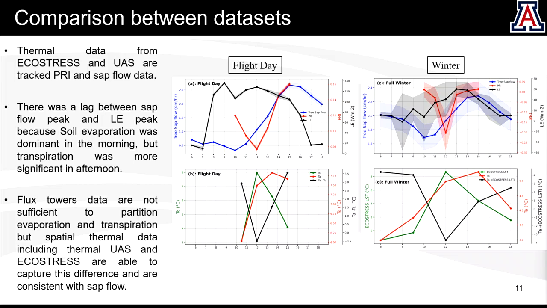It is likely because soil evaporation was dominant in the morning, but transpiration was more significant in the afternoon. This shows us the tower might not be sufficient to partition evaporation and transpiration, but spatial thermal data, including thermal UAS and ECOSTRESS, are able to capture this difference and are consistent with sap flow data.